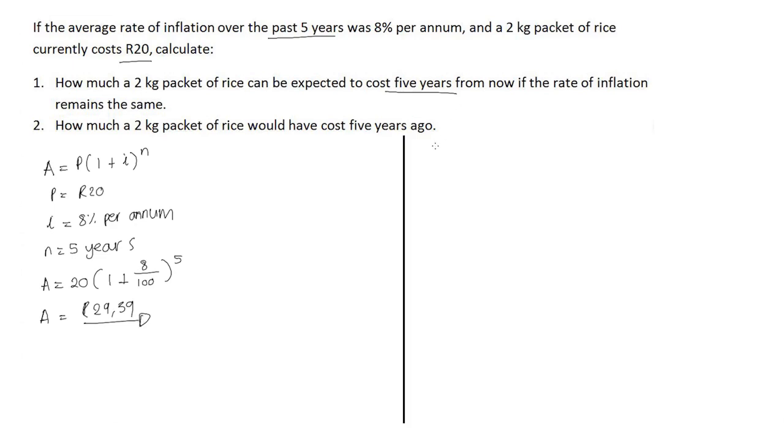So we use the same compound interest formula. However, in this problem, we are given the accumulated amount, which is 20 Rand. The interest rate is still 8% per annum. And we are looking at how much the rice would have cost 5 years ago. Once again, we simply plug in all the variables into the equation.